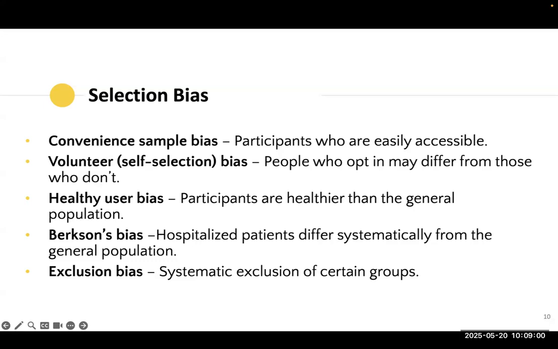Same thing with healthy user bias. Participants are healthier than the general population. So if I was in this community and I wanted to see how healthy this community is, and I got all my surveys completed at the gym, well, that's going to make everybody look decently healthy, right? Because I'm just looking at people who come to the gym. I'm not going to other places to recruit from the entire community of Aiken City or county.